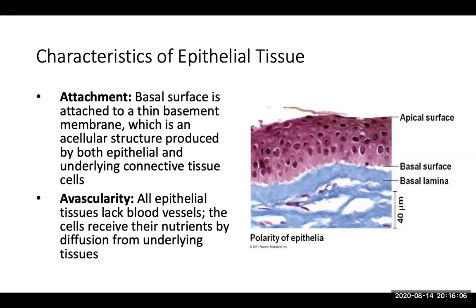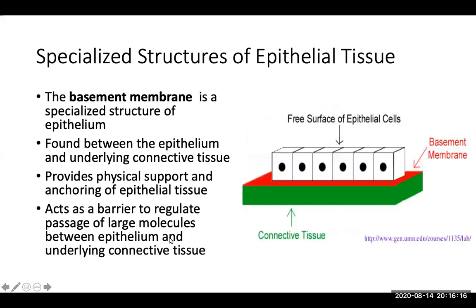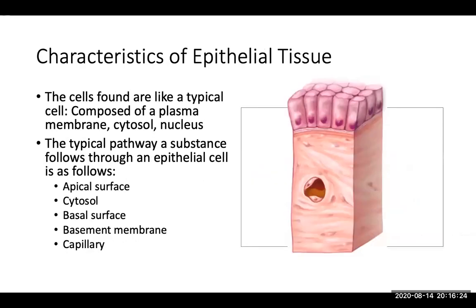They're attached, all of them, to a basement membrane. Their basal surfaces are attached to a layer of connective tissue, and they are what we call avascular, meaning they lack blood vessels. The basement membrane is a specialized structure that connects to the basal surface of epithelial cells. Characteristics of epithelial tissue are seen here.